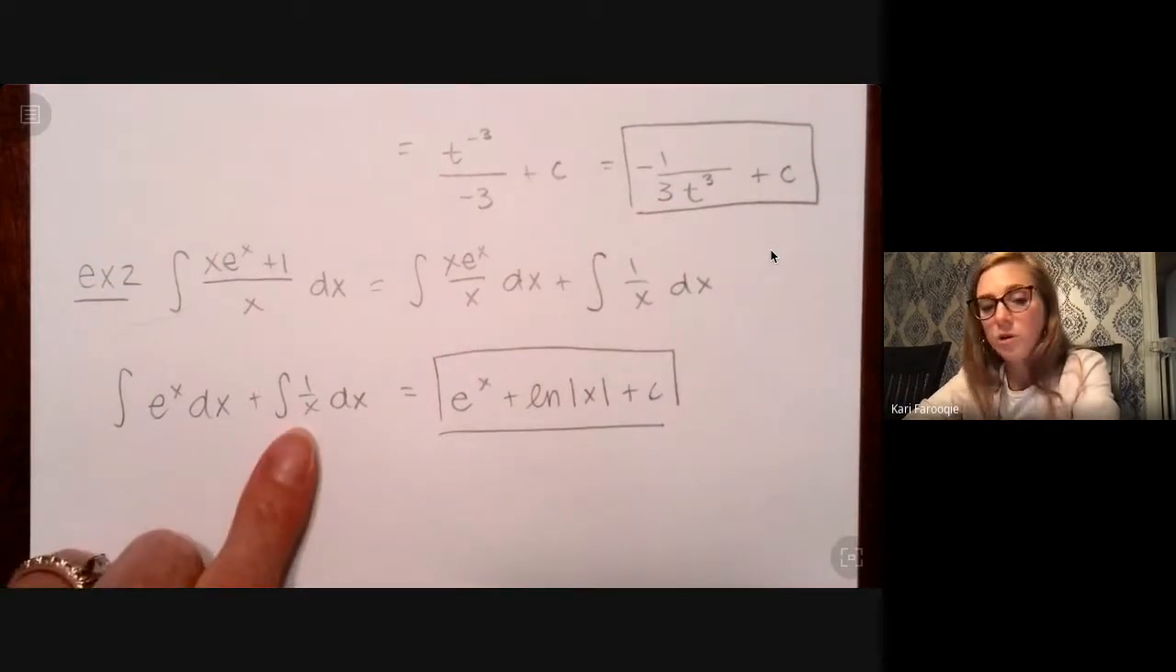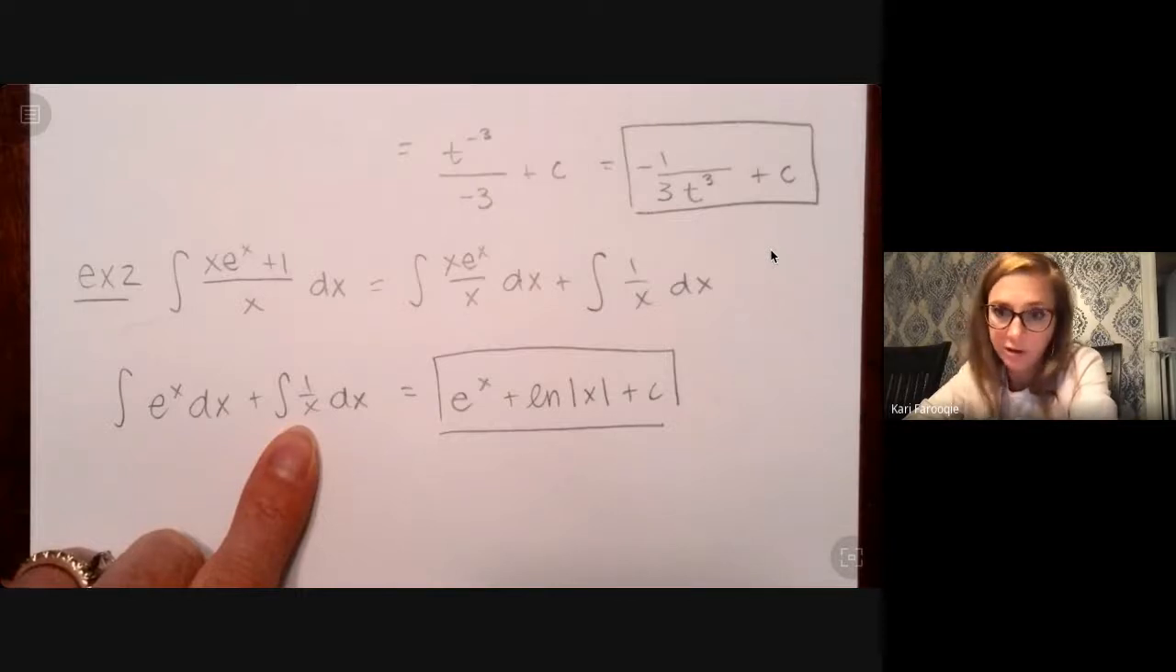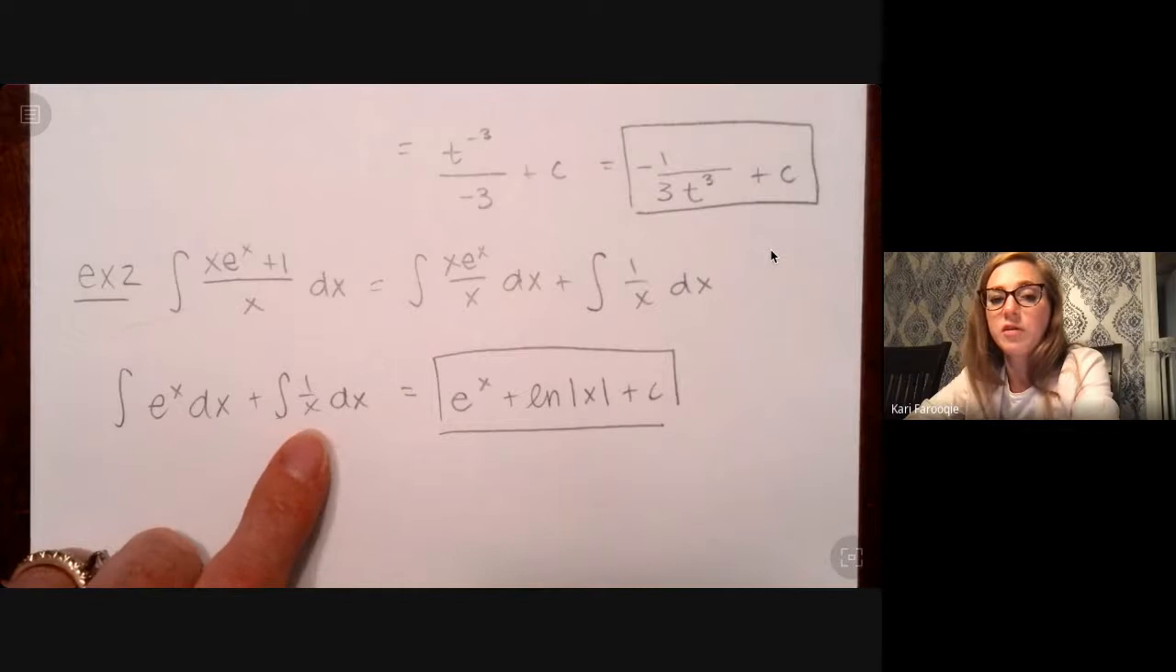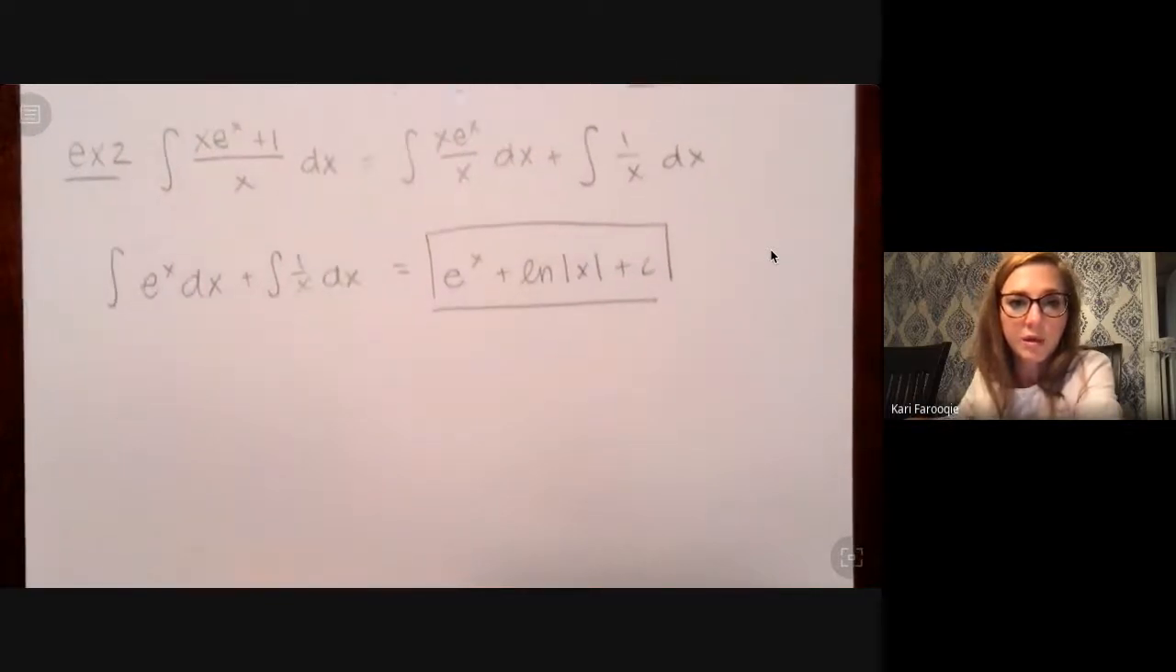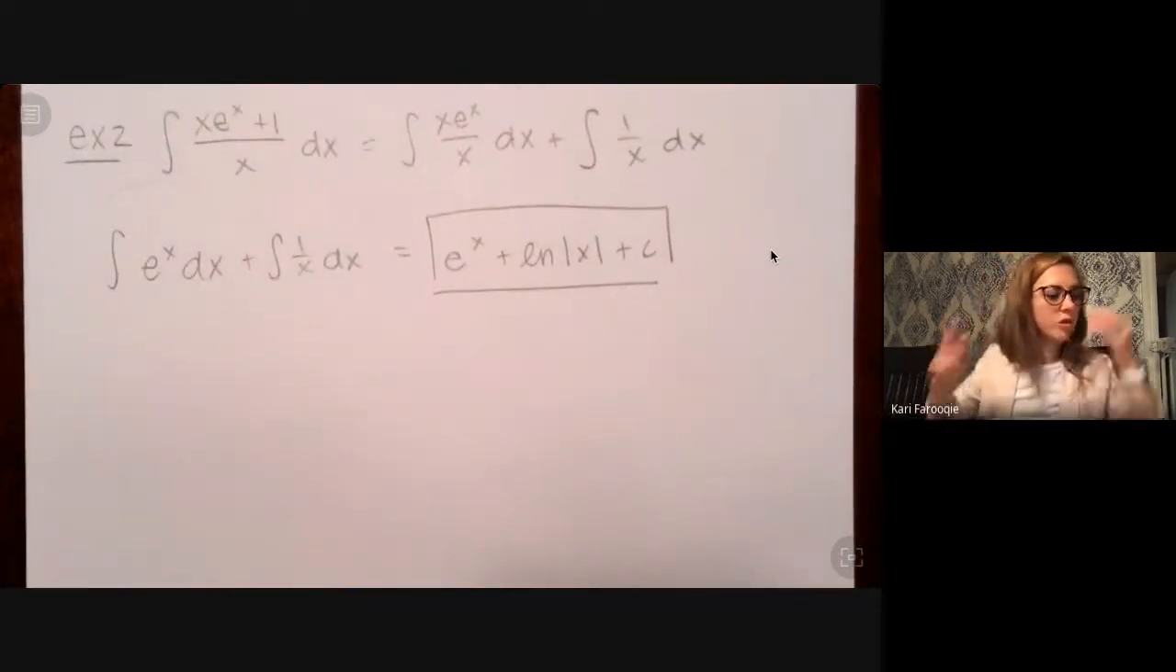So this is one where you can't rewrite this as x to the -1st. I mean, technically you could, but it wouldn't get you anywhere, because if you added 1 to the exponent and divided by the new exponent, you'd be dividing by 0. So this is a special integral, which ends up being the natural log of the absolute value of x. So those are some special ones.